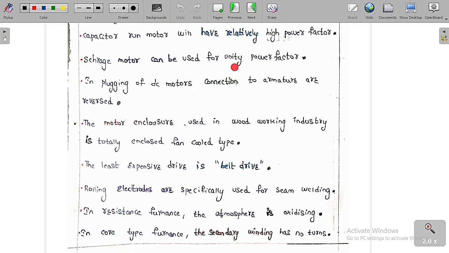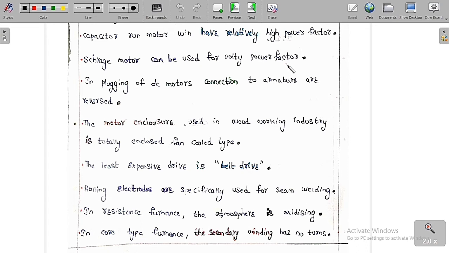Synchronous condenser motor can be used for unity power factor. I have already told you, a synchronous condenser means simply it is also a synchronous motor, but at no load condition we operate it in over excitation. It can improve the power factor of the system. It can make even unity power factor. So it is basically like a synchronous motor at no load condition, at over excitation, so it is going to deliver the reactive power.